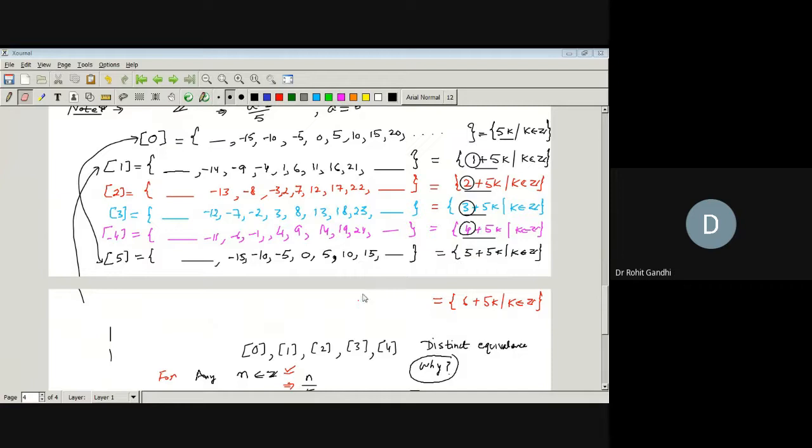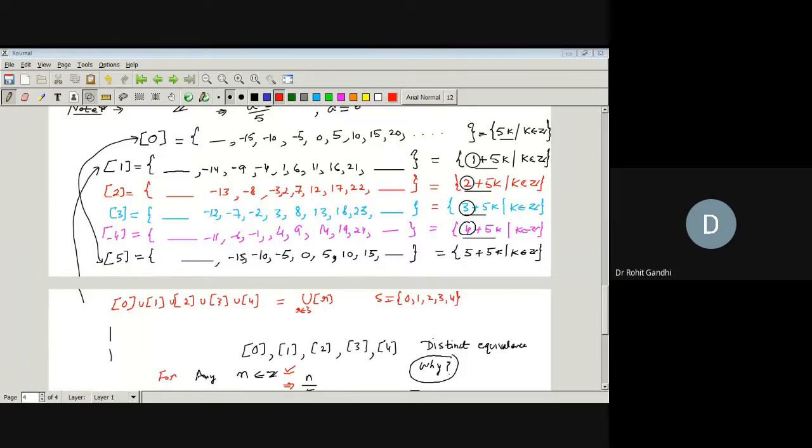Now, if you take the union of these distinct equivalence classes, which I have mentioned here, the equivalence class of 0, 1, 2, 3, and 4: the union of the equivalence class of 0, the equivalence class of 1, and the equivalence classes of 2, 3, and 4. I can write this as the union of R, where R belongs to S, and S is over the set 0, 1, 2, 3, and 4.